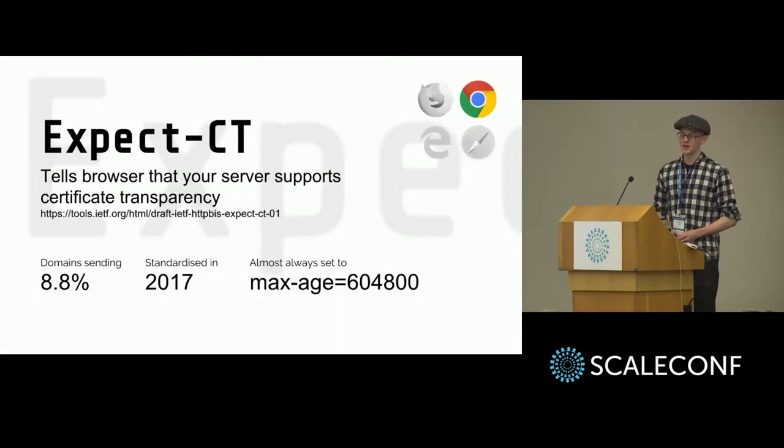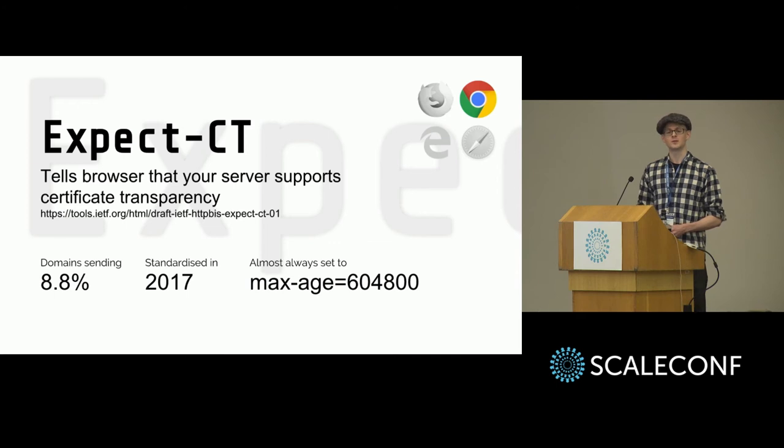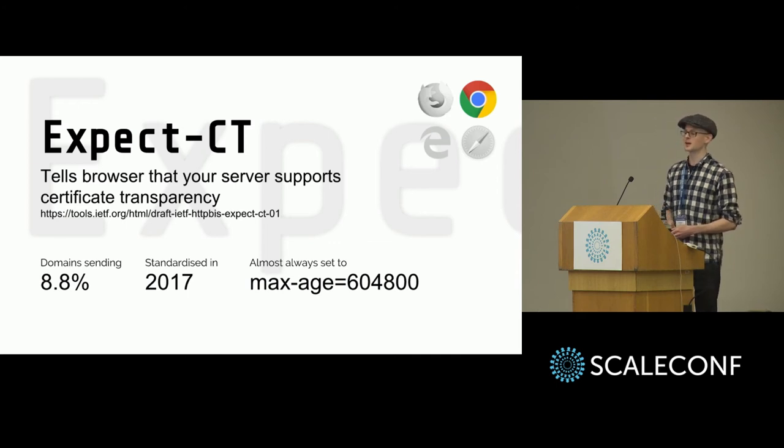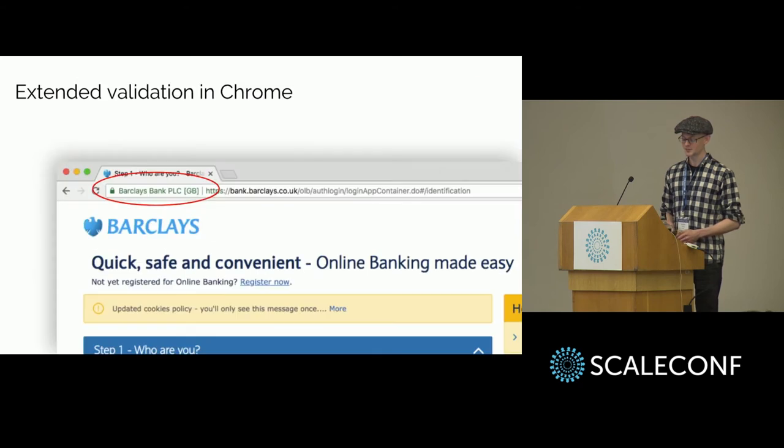Now, it surprised me that content security policy was not more widely adopted, and it's particularly surprising that it's only a third as popular as Expect-CT, a header that very few people have heard of. But the reason that certificate transparency is so popular is because Google have attached it to a great big stick and said, we will beat you with this stick unless you add this header to your website. And the stick comes in the form of extended validation badging.